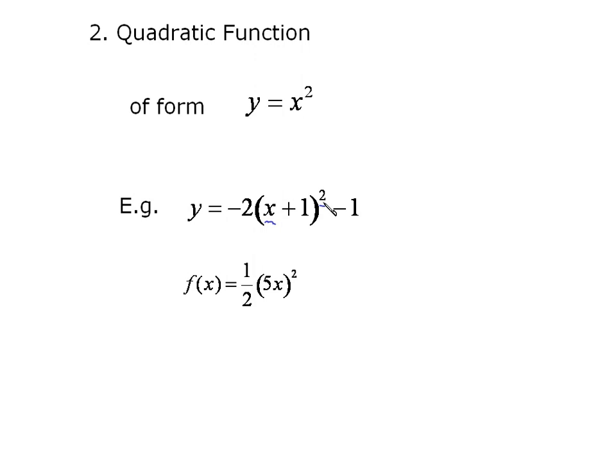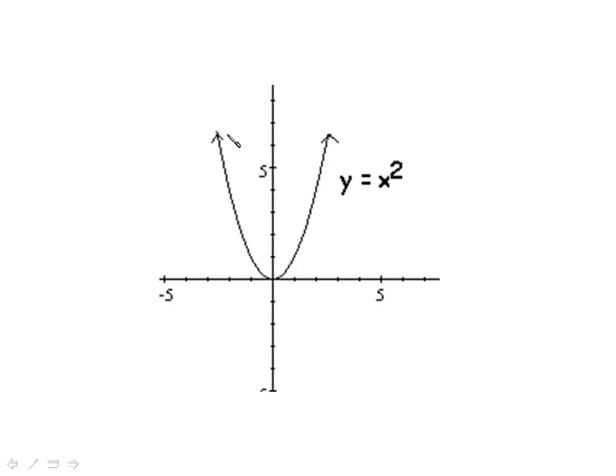Here's another one. 1/2 5x squared, and here we have the x squared once again. That's what matters. This time it's using function notation, f of x, but that is the same thing as y equal to. And here's your basic y is equal to x squared. The shape itself is referred to as a parabola, and we spend a lot of time working with parabolas in this course.